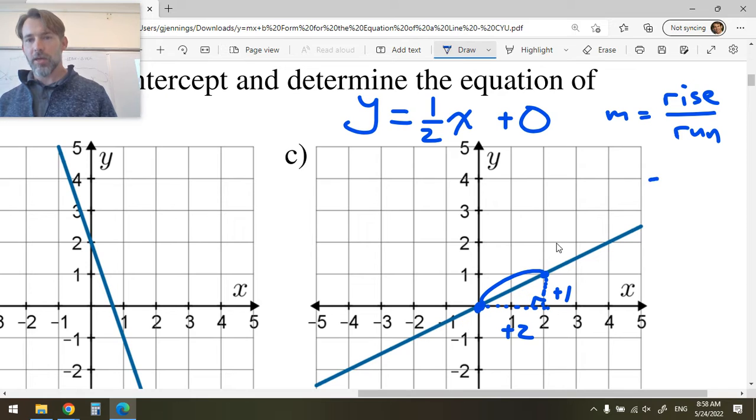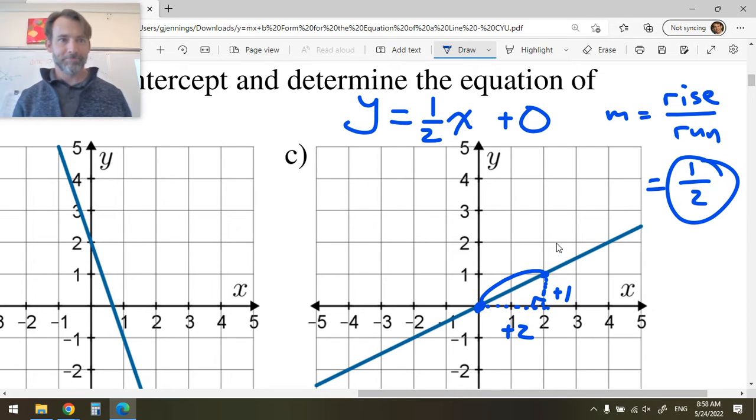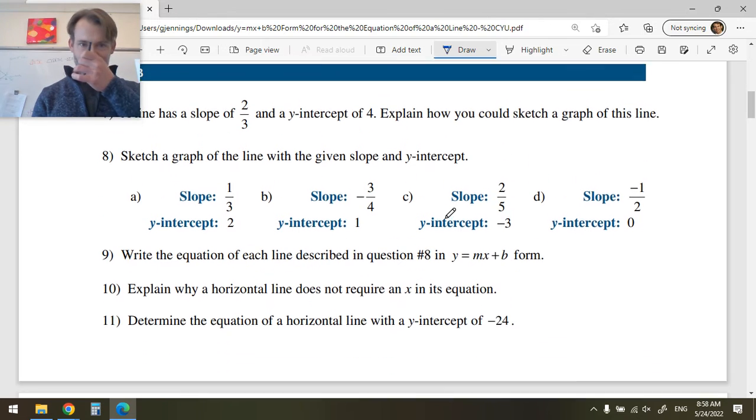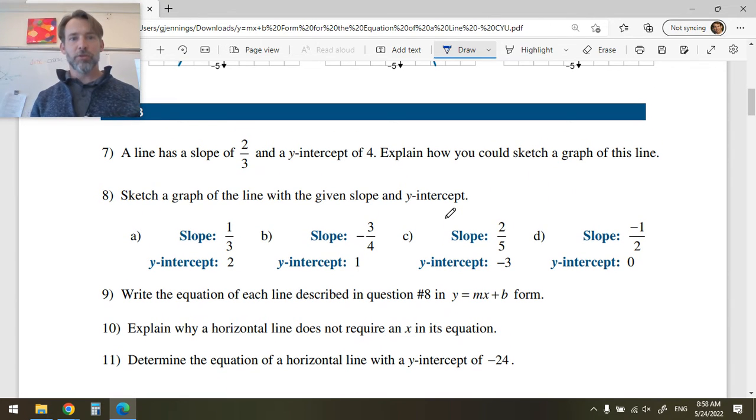And so in this case, m is equal to, the rise was 1 and the run was 2. So that's how I knew that this was a slope of 1/2. Let's keep going. If we know that a line has a slope of 2/3 and a y-intercept of 4, how could you sketch a graph of that line? Well, this is how I would do it.